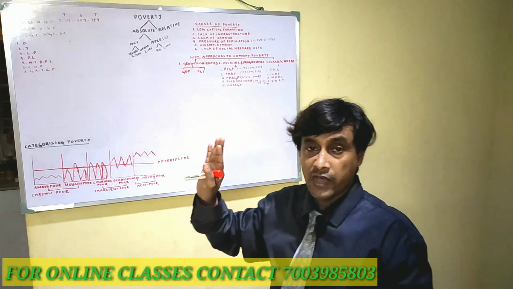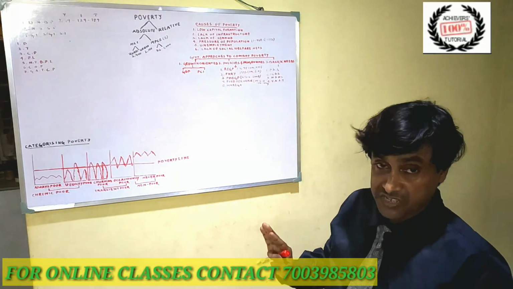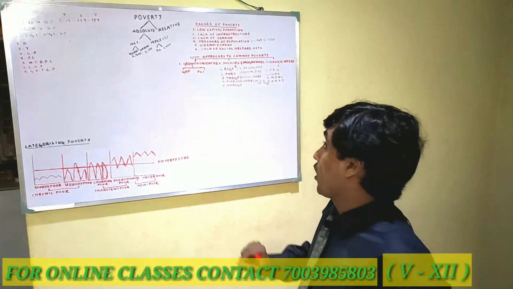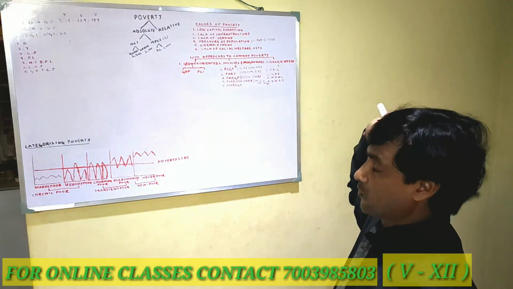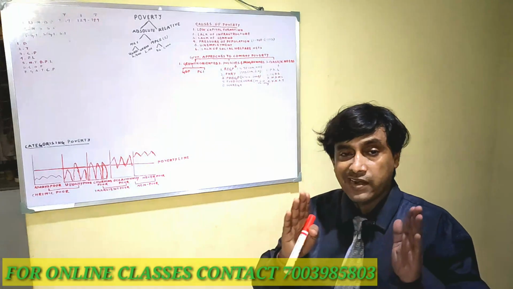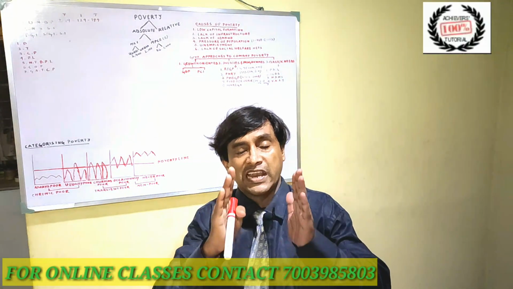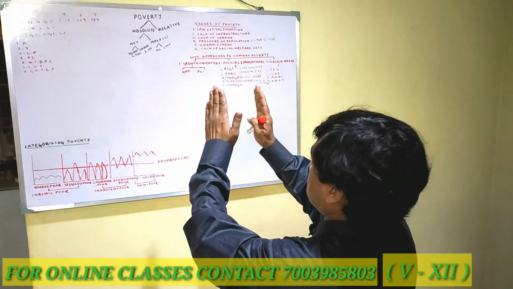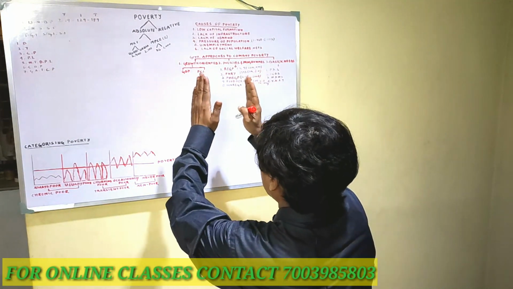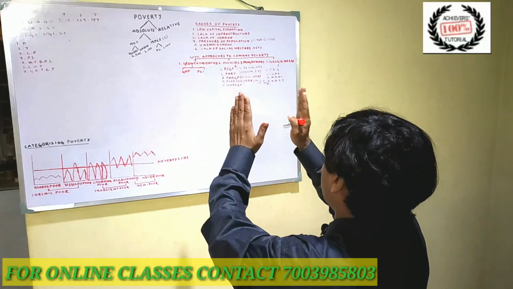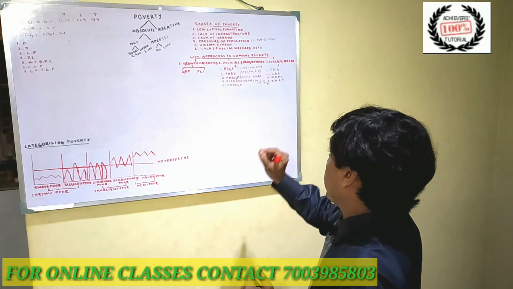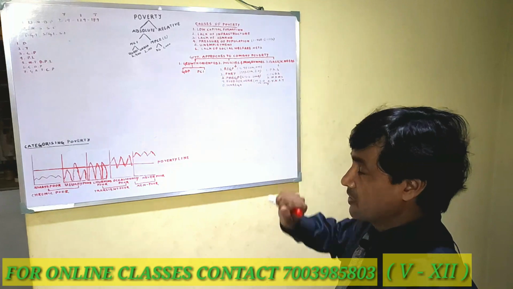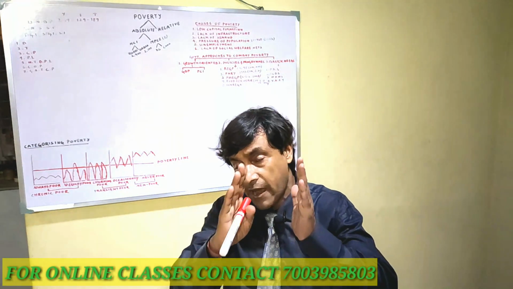So if the question comes, what are the causes of poverty, then you will explain this point. Next, you see the government approaches to combat poverty. That means what are the steps taken by the government to alleviate the poverty level? So government approaches in three ways. First is growth-oriented approach. Number two is policies and programs oriented approach, and third is basic needs oriented approach. These are the three approaches.